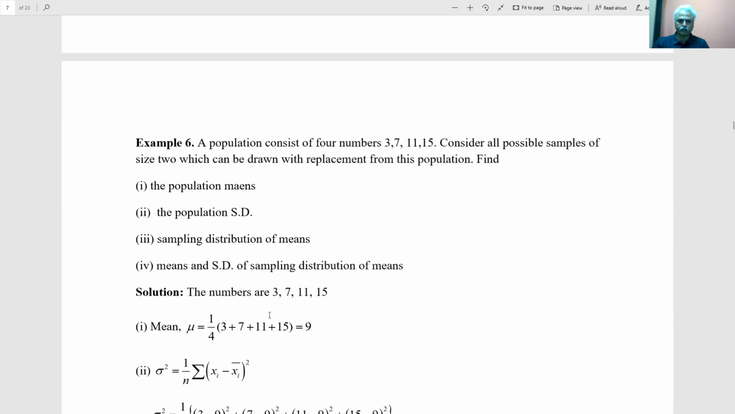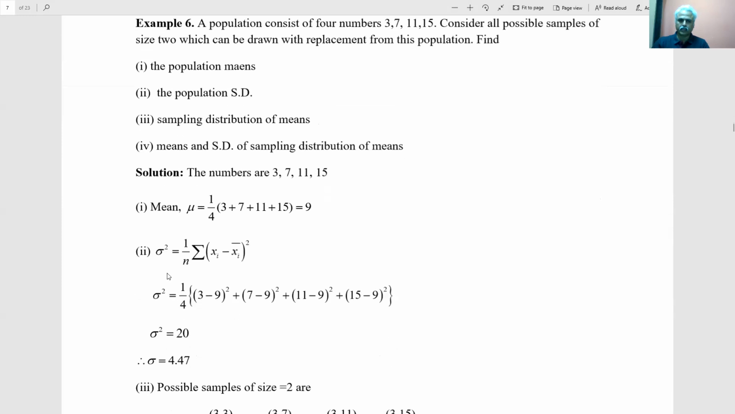Now, given the sample, the average of that given sample, the population mean, just add and divide by 4. The standard deviation formula is there. Xi minus x bar square means what? 3 minus 9 whole square, 7 minus 9 whole square, 11 minus 9 whole square, 15 minus 9 whole square. Usual school standard deviation formula, divided by 4. So that sigma becomes 4.47. We found the population mean and population standard deviation, 1 and 2 are here only, 9 and 4.47.